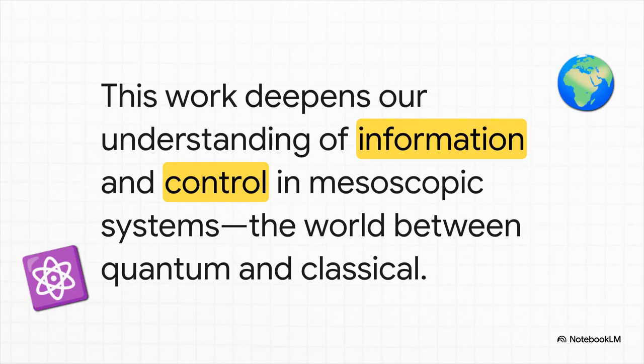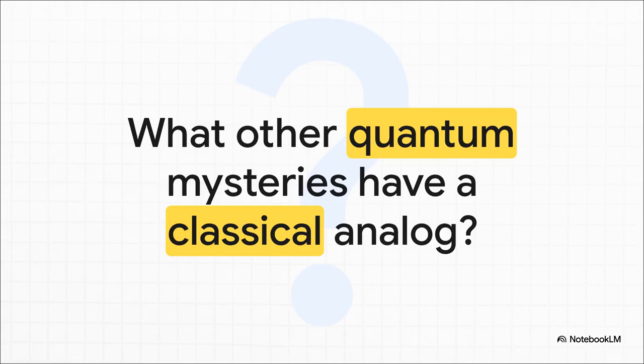And that really is the heart of it. This isn't just a cool party trick for physicists. It's about gaining a much deeper understanding of how information and connections work in these mesoscopic systems. That crucial borderland between the tiny quantum world and our big classical world. This is about learning the fundamental rules of control. And that kind of leaves us with one final mind-bending thought. If something as bizarre as entanglement has a classical version we can actually build and control, what other quantum mysteries might have a cousin hiding out in our everyday world, just waiting for the right experiment to come along and find it?